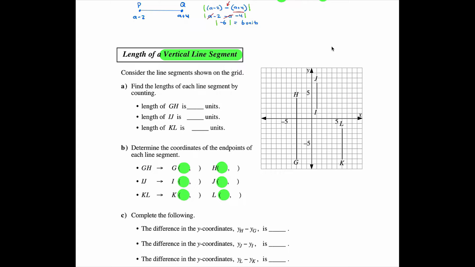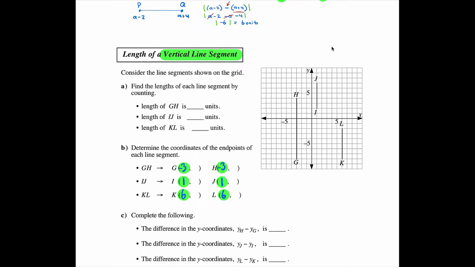So when I look at the line segment GH, I can see that the x value in G and H, they're both at negative 3. And the x value in IJ, they're both at positive 1. And the x value on LK or KL, you could say it either way, is going to be a positive 6. So again, that same x value is just used to tell me that it is going to be a vertical line. Okay, and that's going to be parallel to the y-axis.